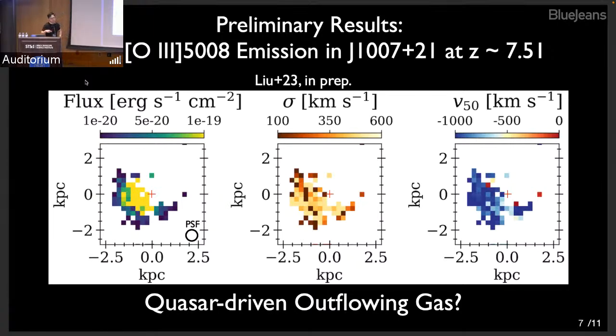Looking at this map, we notice that this emission is extended on kpc scales, and also it seems to be offset from the quasar center. And the line width is quite large, with a median velocity dispersion of 400 kilometers per second, and is highly blueshifted, with velocities down to minus 1,000 kilometers per second. So it is likely that we are seeing outflowing gas driven by the quasar in this galaxy.